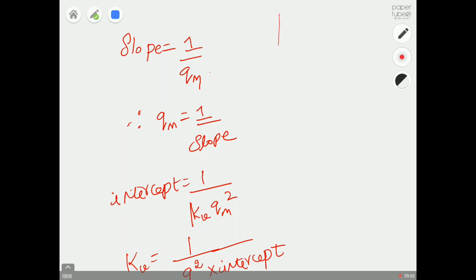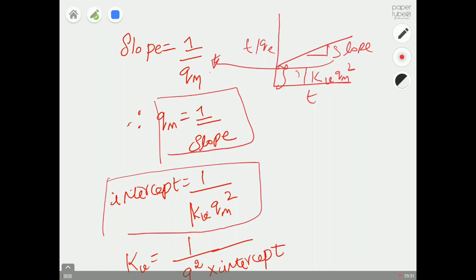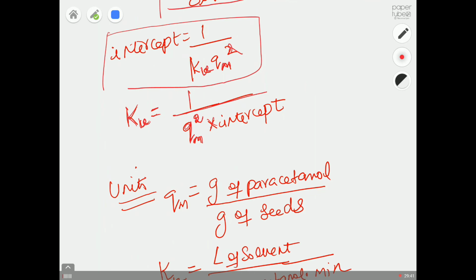So from the plot, T by QE versus T, from the slope value, slope is equal to 1 by QM. Therefore QM will be equal to 1 by slope. And then your intercept is equal to 1 by KV QM square. So your intercept will be equal to this whole parameter in that expression. And then KV is equal to 1 divided by QM square multiplied by intercept.